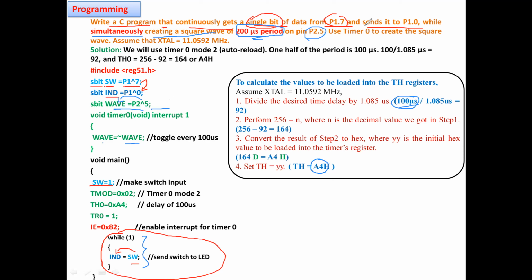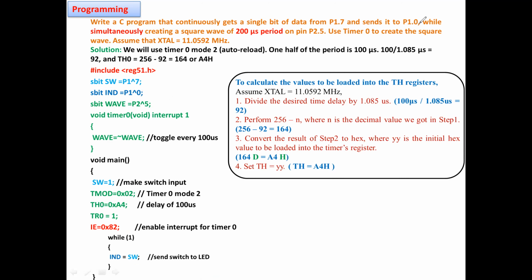That is the concept. They are asking you to generate a square pulse by using timer 0, and the crystal frequency of the controller is 11.0592 megahertz. That is what we have assumed, right? And timer 0 we are going to take. So I have selected mode 2.